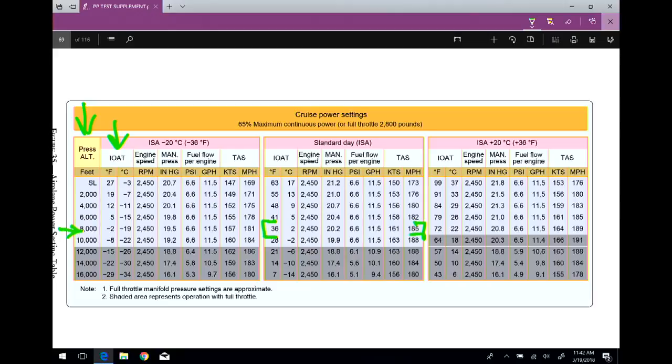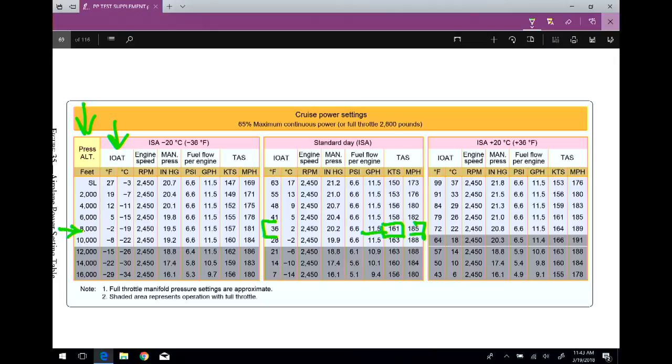So if we look at that, that should give us an engine speed here with those throttle settings of 2,450 RPM, manifold pressure approximately 20.2, a fuel flow of what? Elijah? 11.5. And at that, it's going to give me a true airspeed of what? 161, correct?